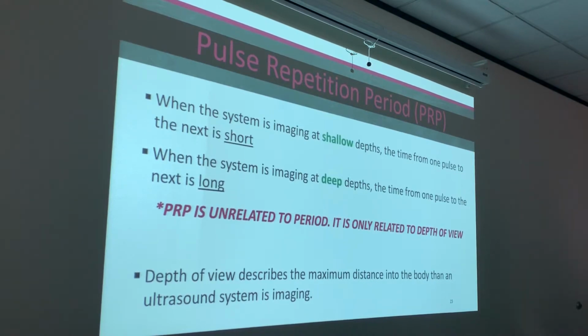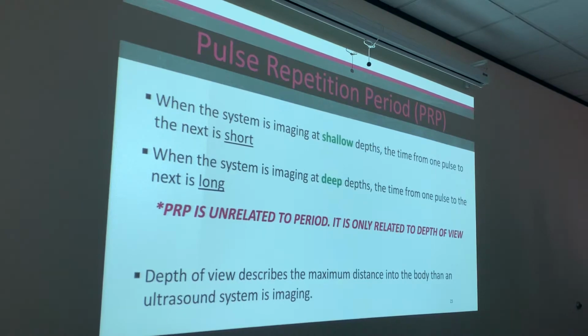We can compare it to frequency? No, it's not related to that at all either. Just to understand, not related. You're going to get that question wrong on the SPI if you say pulse repetition period is related to the frequency. It's not related to that at all. Remember, PRP is only related to the depth of view. That's why I have this really big and bold right there for you guys. PRP is not related to the period, guys, at all. They have no relationship.